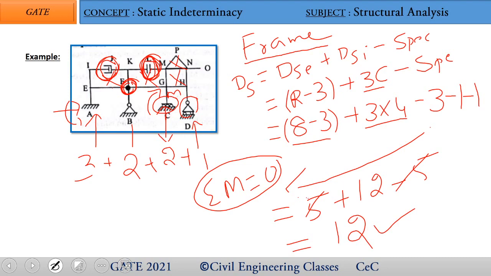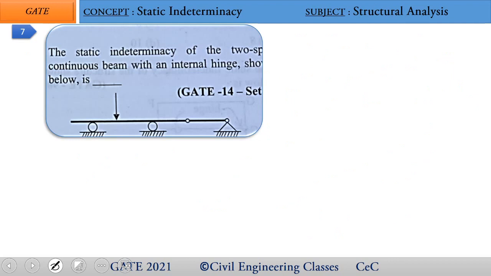I hope you understand this problem. Next, we will solve some GATE questions. So this is a GATE 2014 question. The question is the static indeterminacy of a 2-span continuous beam with an internal hinge. See here, in the question they have given an internal hinge and a 2-span continuous beam.